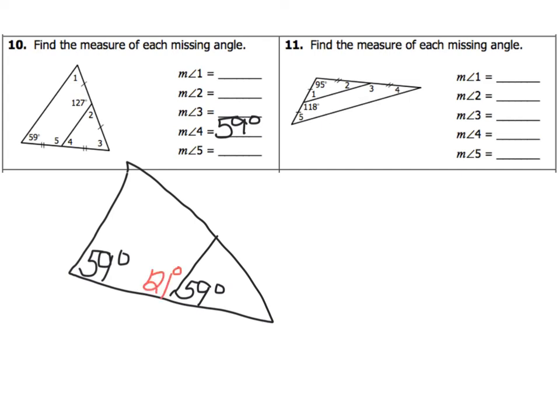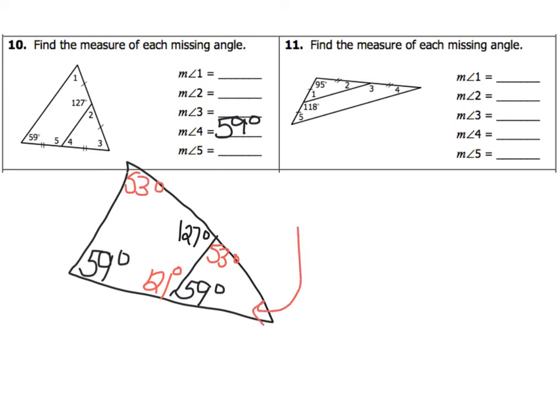Okay, so we have 121, which is a linear pair here, so that's 59, or you can look at it as 59 and 59 again is corresponding. We have over here that this angle is 127 degrees, so it is definitely supplementary or linear pair to this angle right here, which is 53. Well, if this angle is 53, then this angle also is 53.